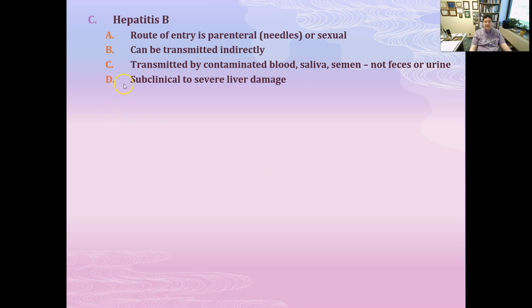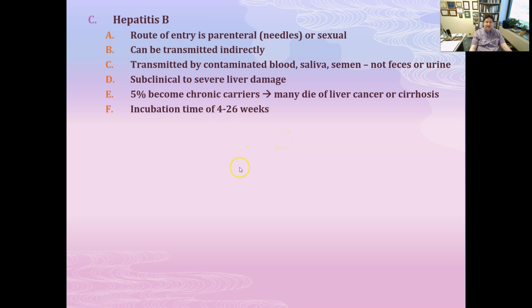Now, it can be subclinical, might be asymptomatic, but it could also go all the way up to severe liver damage. 5% of infections the person becomes a chronic carrier. It's going to have problems that crop up all the time, and many will die from liver cancer or cirrhosis of the liver. Here's your incubation time, 4 to 26 weeks.